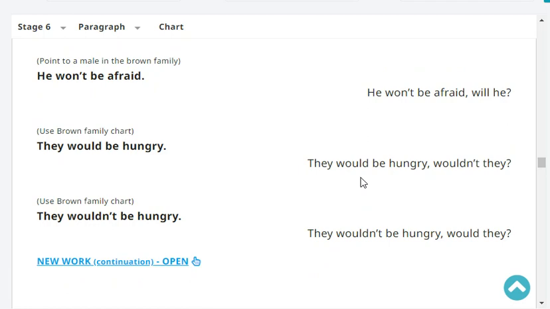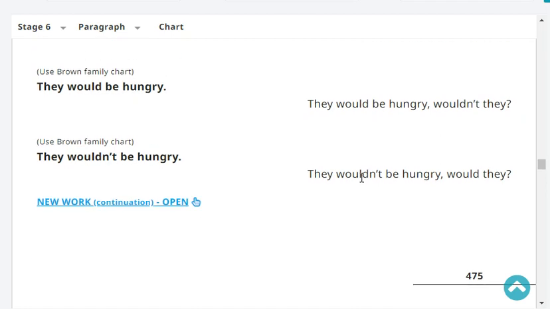They would be hungry, wouldn't they? They wouldn't be hungry, would they?